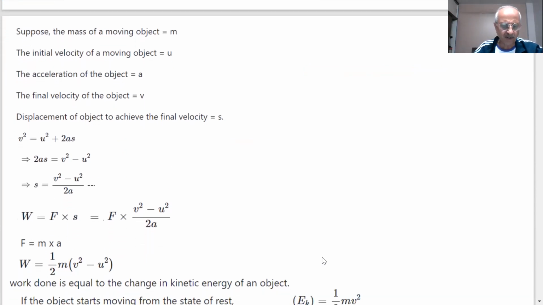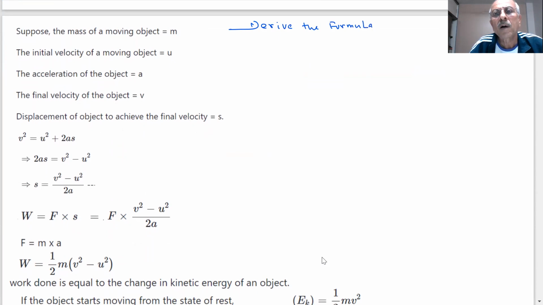Now, supposing, student, we want to derive the formula for kinetic energy. Work has to be done, you were saying. Then energy transfer will take place. Energy is the capacity of doing work.